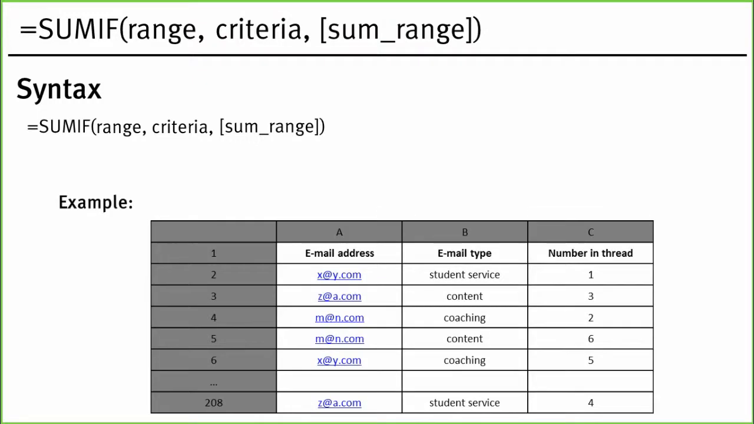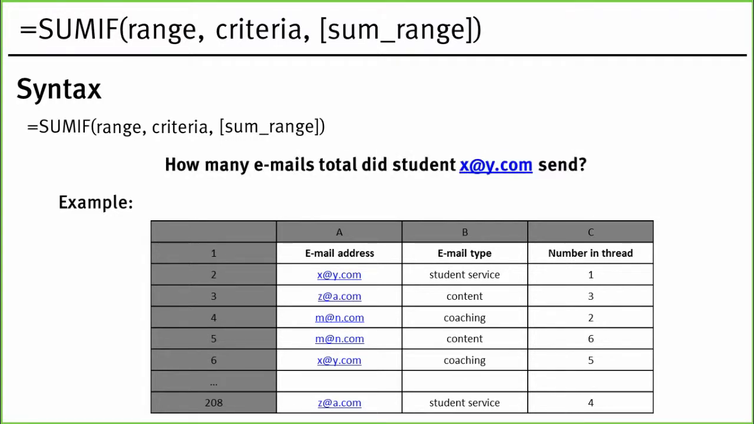So going back to our earlier example, email addresses, email types, and number in thread, let's say I want to figure out how many total emails student x@y.com sent. Well, the nomenclature for that would be equals SUMIF, the criteria range, so where I'm looking to match my search criteria, and this is column A. So you see I have $A$2 to $A$208, because the spreadsheet goes down to row 208. Now, if you're not familiar with the dollar sign symbol in syntax, you want to check out the lesson on fixed cell reference, mixed cell reference, and relative cell reference.